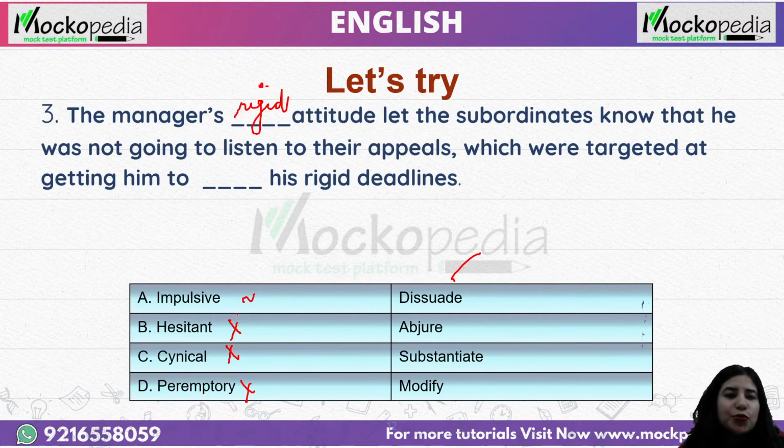So wow, this is where we have actually hit a jackpot, and just by looking at the first option you can reach the right answer, because the other choices are clearly a strict no-no. So the manager's rigid attitude or impulsive attitude, that means he is going to get angry. He is not going to listen to their appeals, which were targeted at getting him to dissuade his rigid guidelines, right? Dissuade is the opposite of persuade. Persuade is you are going to push, dissuade is to relax the rigid guidelines, right? So I hope it is clear to everybody.